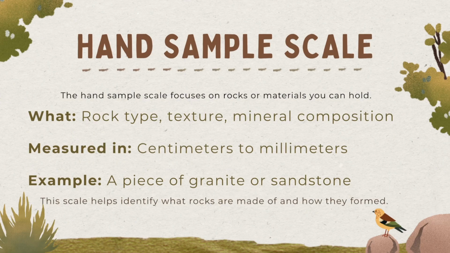Hand sample scale. The hand sample scale focuses on rocks or materials you can hold. So this means rock type, the texture, and mineral composition. This would be measured in centimeters or millimeters. An example of this would be a piece of granite or sandstone, or pretty much any rock you can get your hands on. This scale helps identify what rocks are made of and how they are formed. Similar to what we've been doing in class, trying to figure out what rock stage it is at.